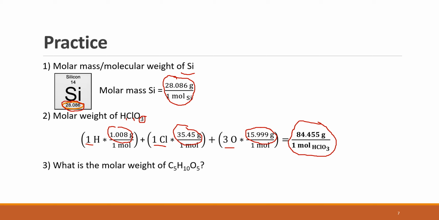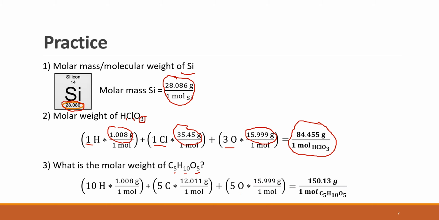Last problem, what is the molecular weight of C5H10O5? So this is a big one, right? There are 5 carbon atoms, 10 hydrogen atoms and 5 oxygen atoms. So to calculate this one, you would find the masses of each element present multiplied by the number of atoms of each, and then add them all together.